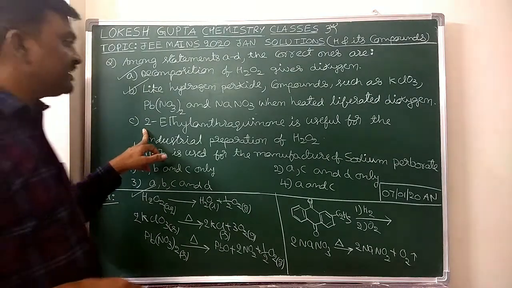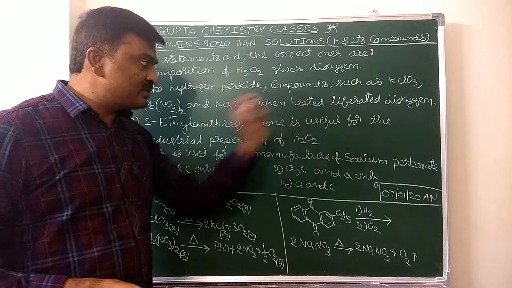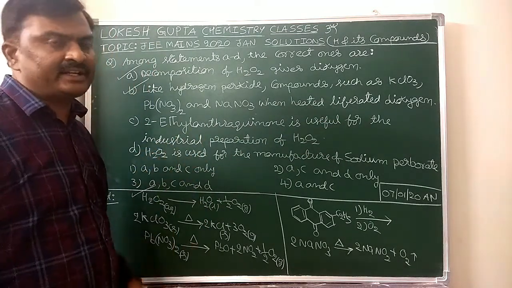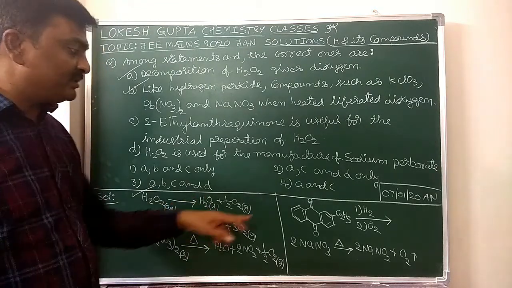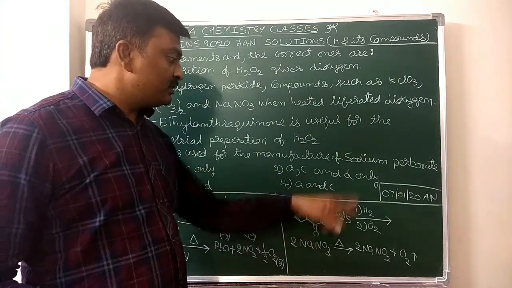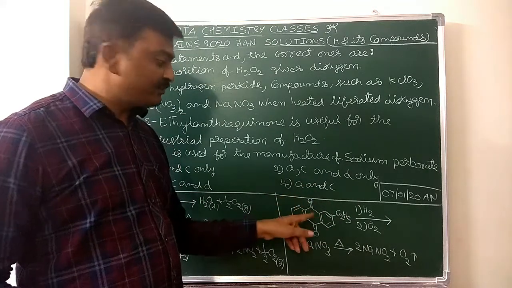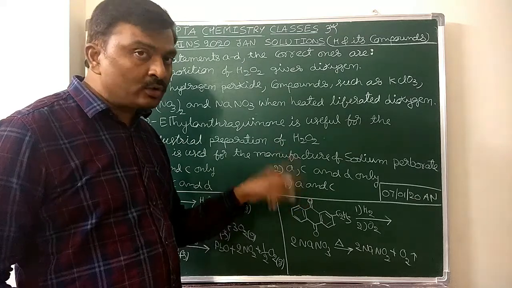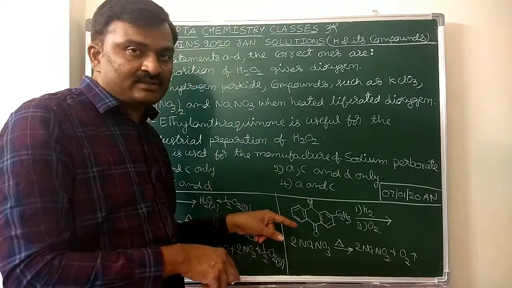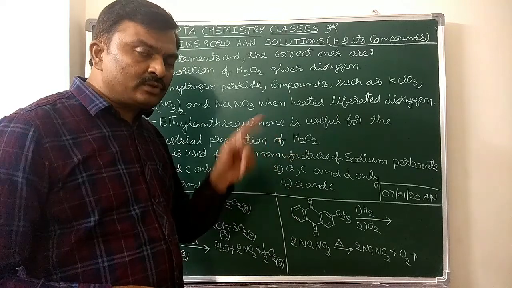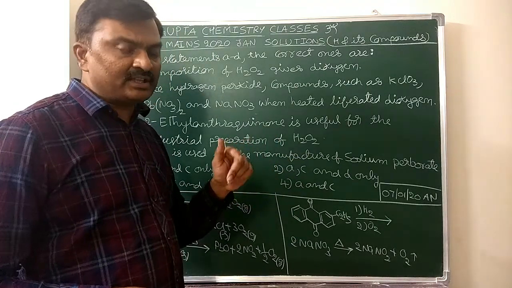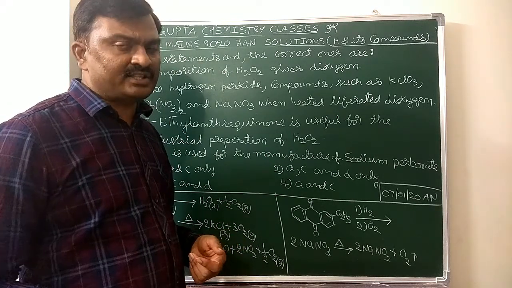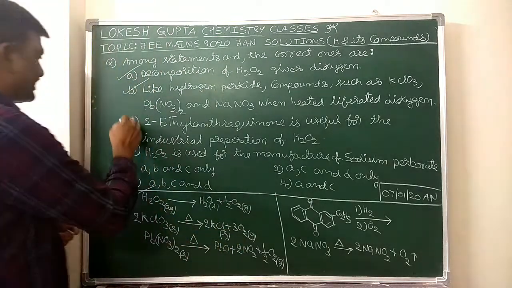Next, 2-ethyl anthraquinone is used for the industrial preparation of hydrogen peroxide. Correct only. Now in this method, 2-ethyl anthraquinone, through this hydrogen gas is passed, it is reduced to 2-ethyl anthraquinol. Now O2 gas is passed. Now 2-ethyl anthraquinol is oxidized to 2-ethyl anthraquinone plus hydrogen peroxide is formed. It is called the auto-oxidation method. So this one is also correct.